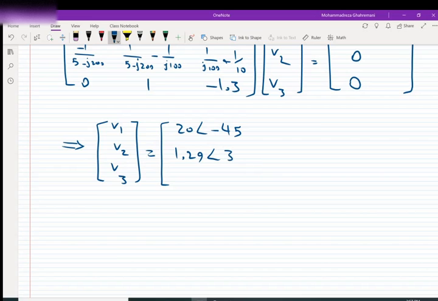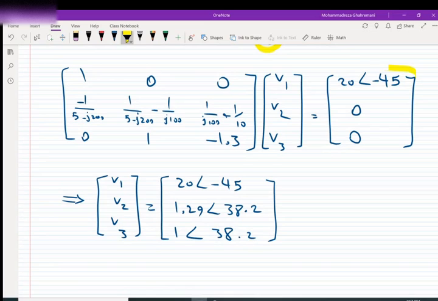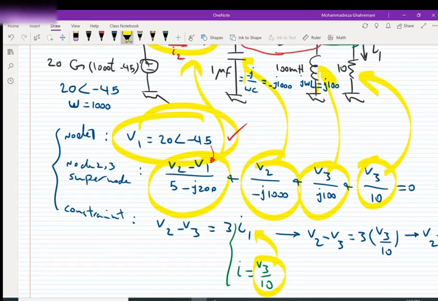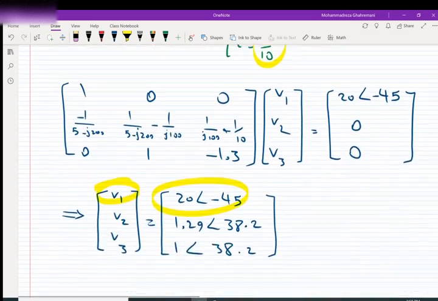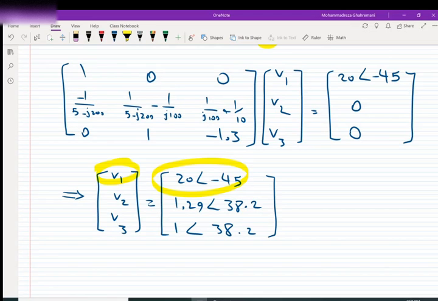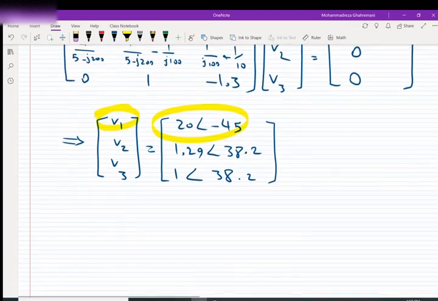1.29 with the angle of 38.2, and 1 with the angle of 38.2. Okay, you see that we got all three voltages, but in fact we did something redundant. We calculated V1, which is equal to 20 with angle of negative 45, but we already knew it. So we didn't have to go with matrix 3 by 3, but I just showed you that even if we solve in this way, the answer is correct.